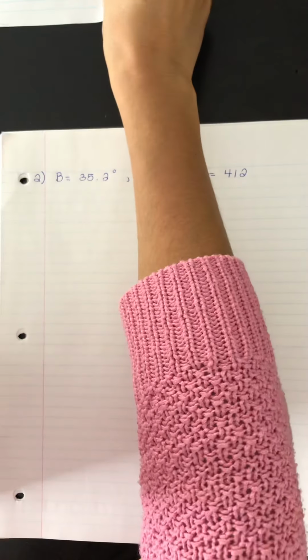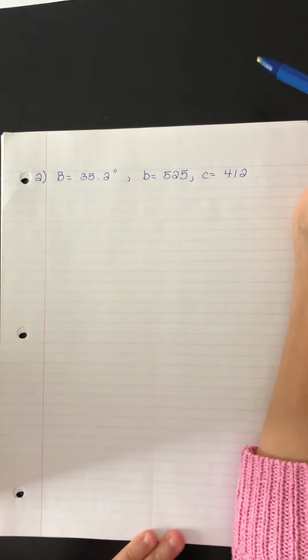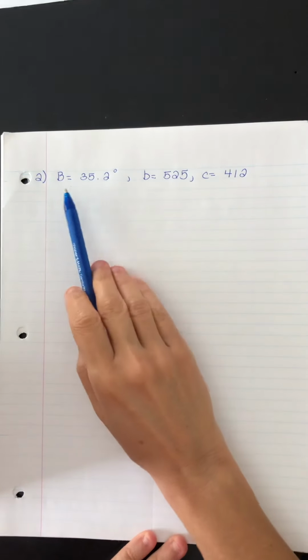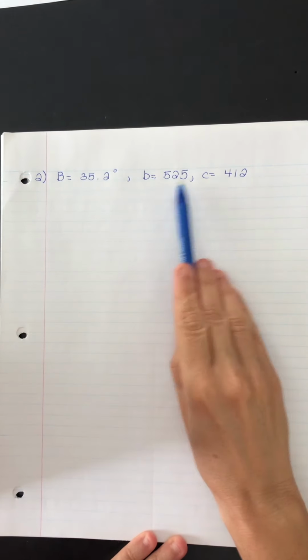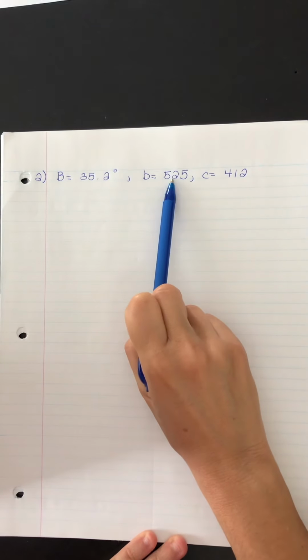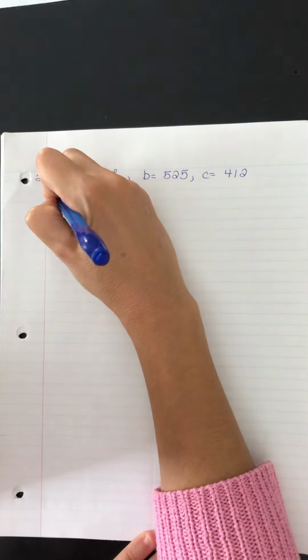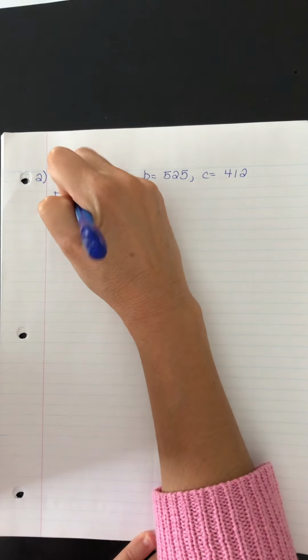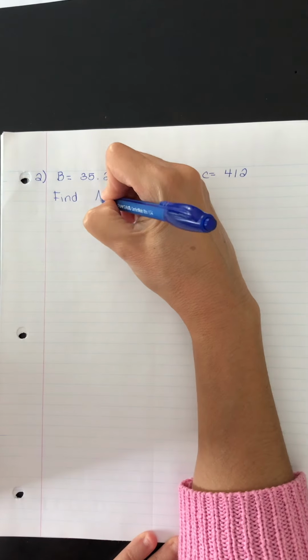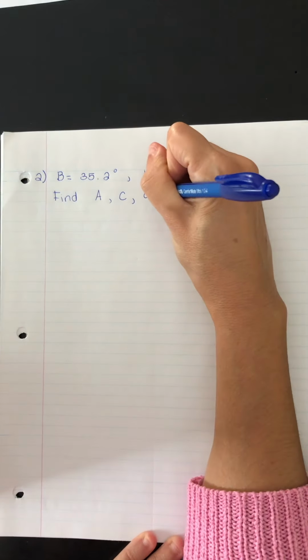Okay, so here we go. This is still case 2, the ambiguous case. We can see that that's true because we are given one angle and two side lengths. And we know not only side B, but also angle B. So what are we going to find? We need to find angle A, angle C, and side A.